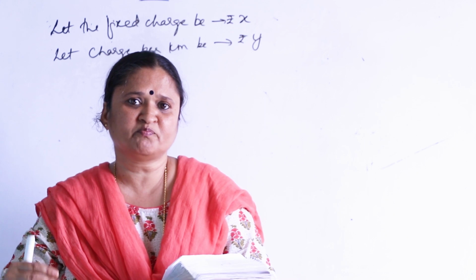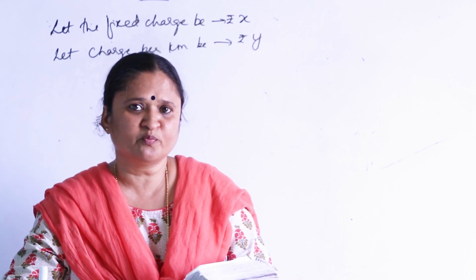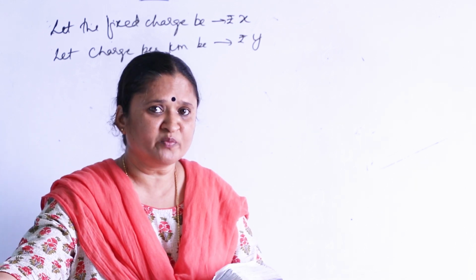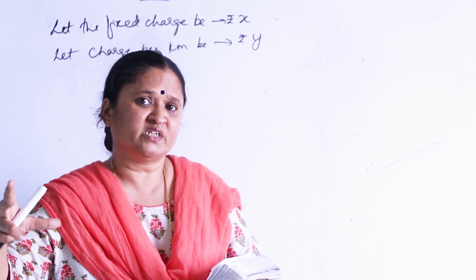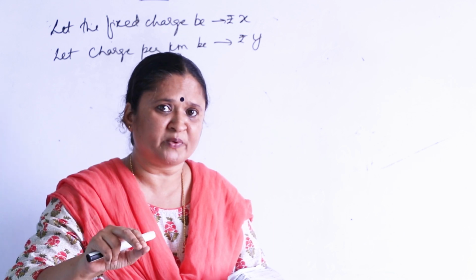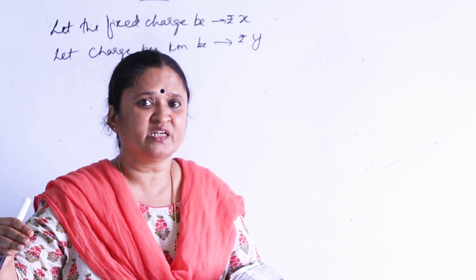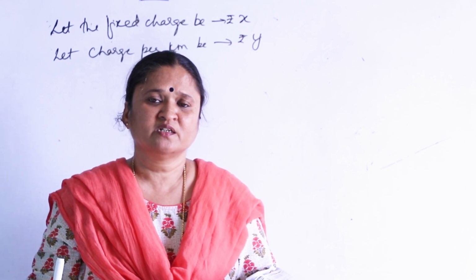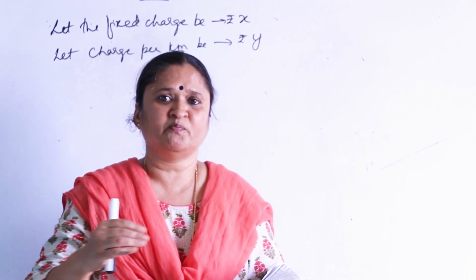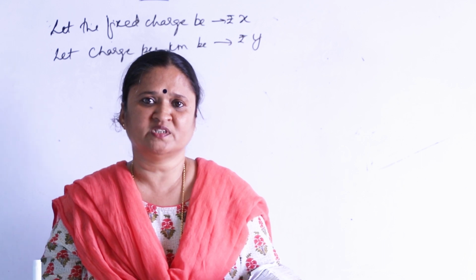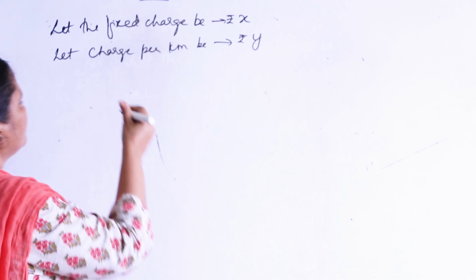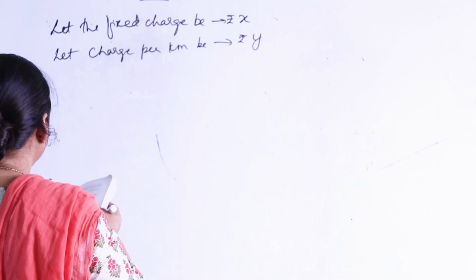Now the second person, S: 20 rupees is fixed. After that, he has traveled 3 kilometers extra. So for that extra, he is paying 15 rupees. So 20 plus 15, he pays 35 rupees. Now I hope you understood. So now let's adopt this in solving this problem.